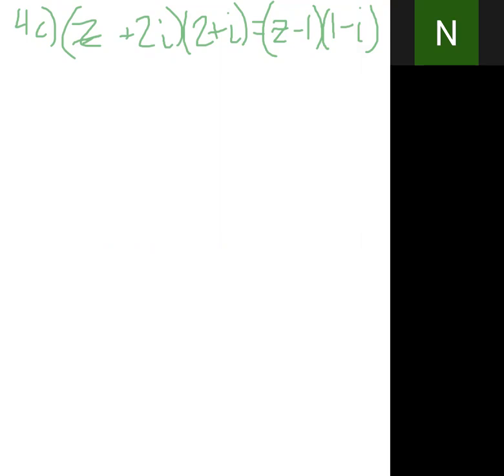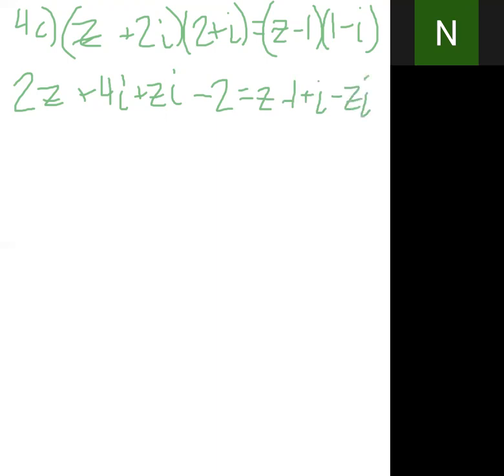For this one, the first thing I'm going to do is FOIL just like normal. So I have 2z plus 4i plus zi, and then plus 2i squared, which is the same thing as minus 2. And this is going to be equal to z minus 1 plus i minus zi.